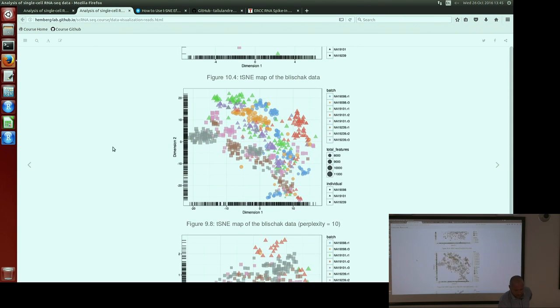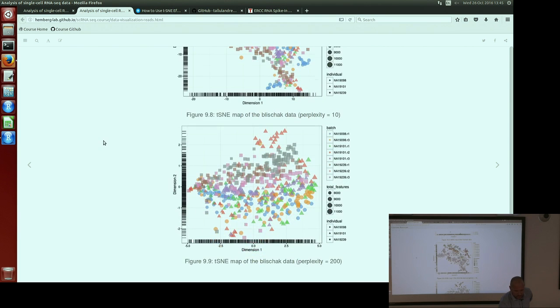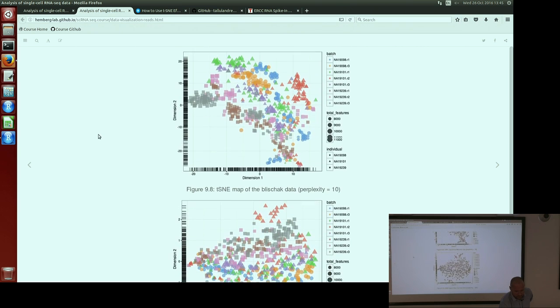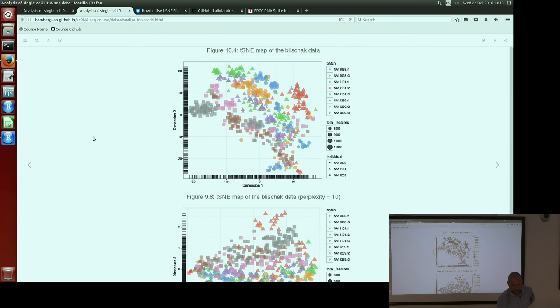So you can change the perplexity. This is perplexity 10. This is perplexity 200. And I'm not sure whether it's clear what the difference is and whether you see any useful structure in your data set. So I think that's it for the visualization of the data. Do you have any questions?